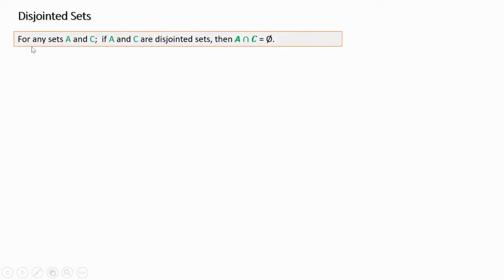Now, these are called disjoint sets. Here's the definition: for any sets A and C, if A and C are disjoint, then A intersect C is an empty set. That means they don't intersect. Disjoint means that they don't intersect. It's going to be the empty set.